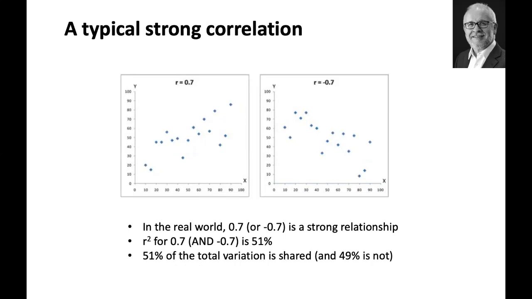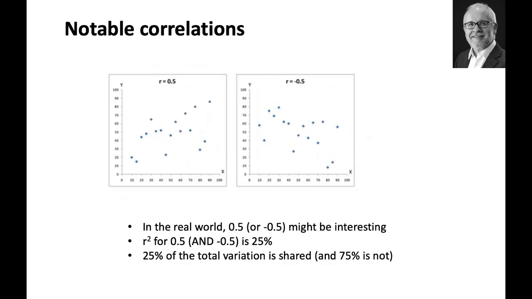So in real data, the sort of data we have from market research, a correlation coefficient of 0.7 is pretty strong. But if you look at that page, you can see how many data points are not very close to a line running through the middle of them. So the R squared, if we have 0.7 as correlation coefficient, is 51%, or let's call it half. Half the total variation is shared, and half the total variation is not shared. And that's an important thing to remember.